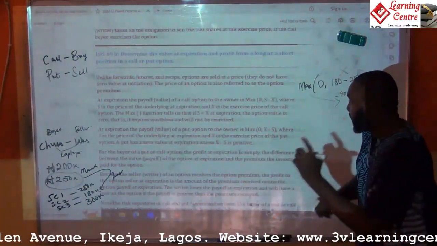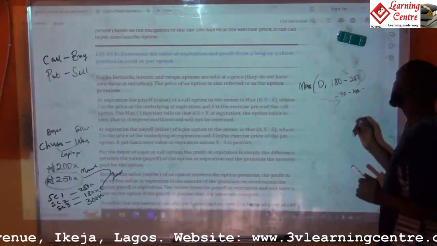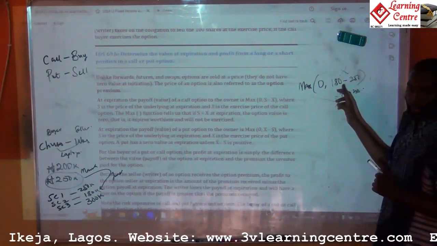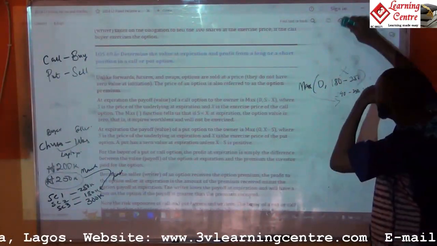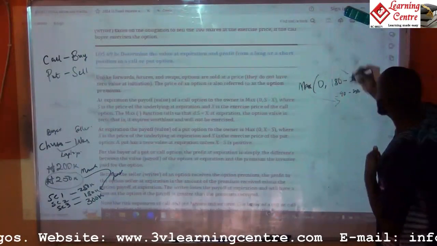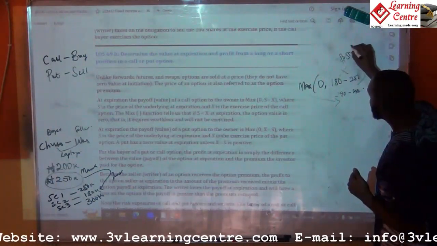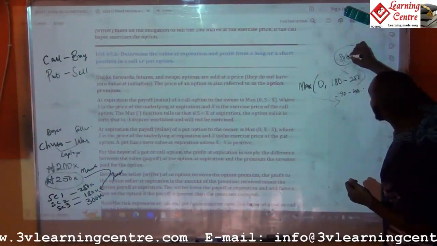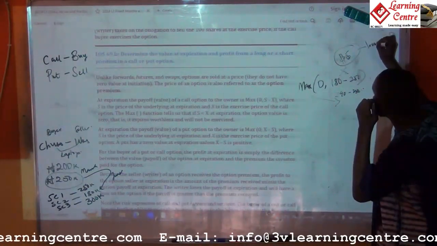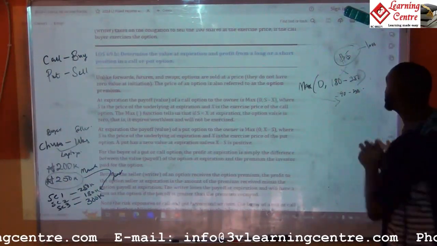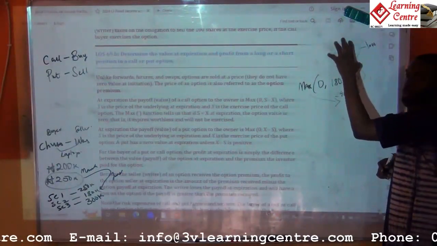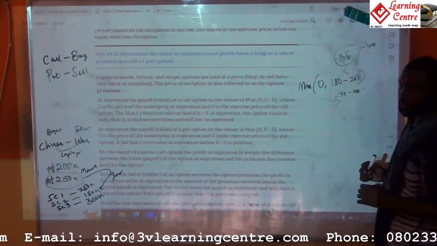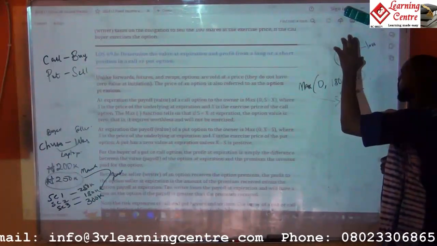Now where Tosin is taking us to is, okay, yes, he's not exercising this one, right? But he has put in $5. So this $5 is a loss that will always exist. So this is the maximum money he's losing. He cannot lose more than this. You get? He cannot lose more than this.